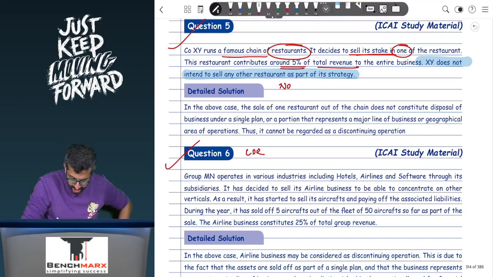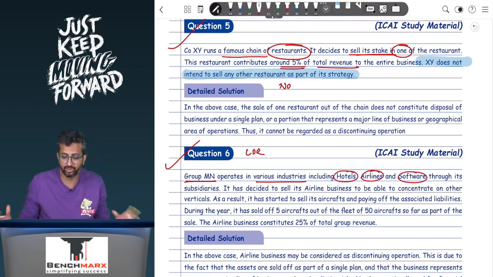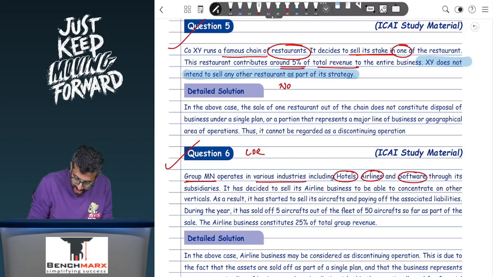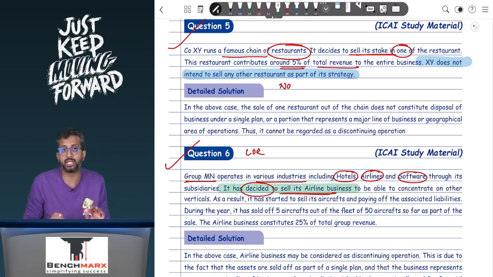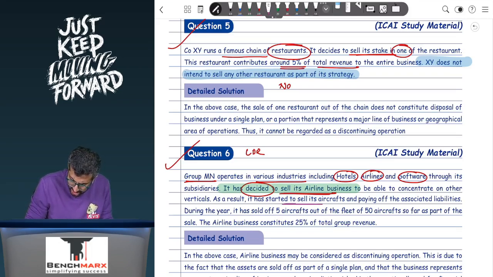Point 6 on the other hand, this is an interesting for LDR. Group MN is in various industries like hotels, airlines and software. These are 3 separate components, verticals. Through its subsidiaries, it has decided to sell the airline business. So here you are no longer contemplating, you have decided to sell the airline business to be able to concentrate on other verticals. As a result, it has started to sell its aircrafts and paying off the associated liabilities. Okay, so this you have started.